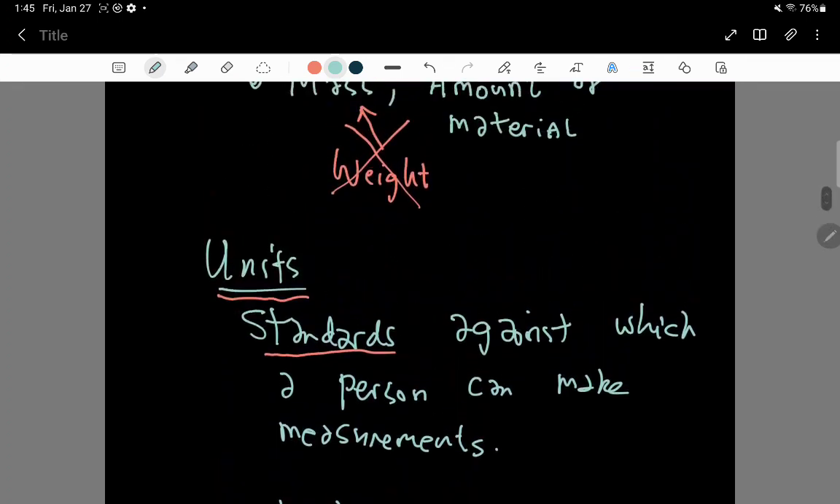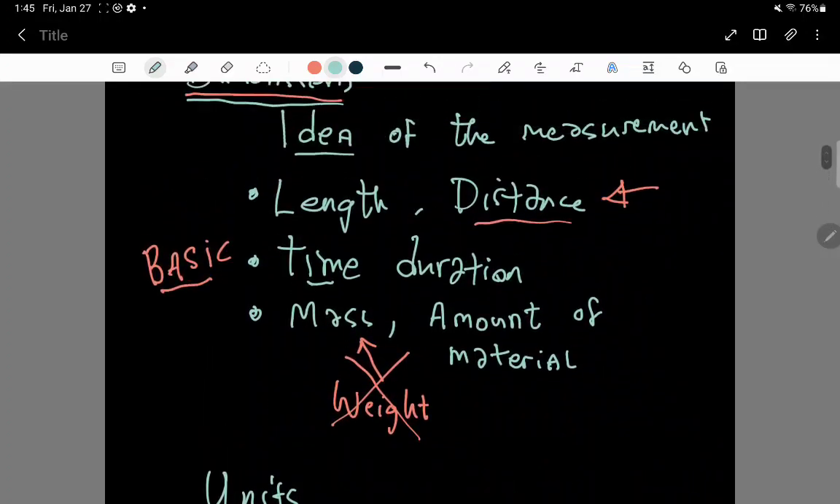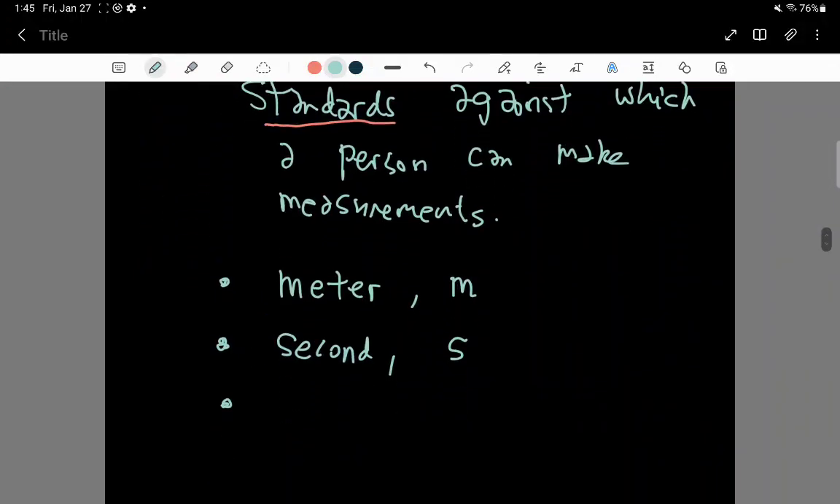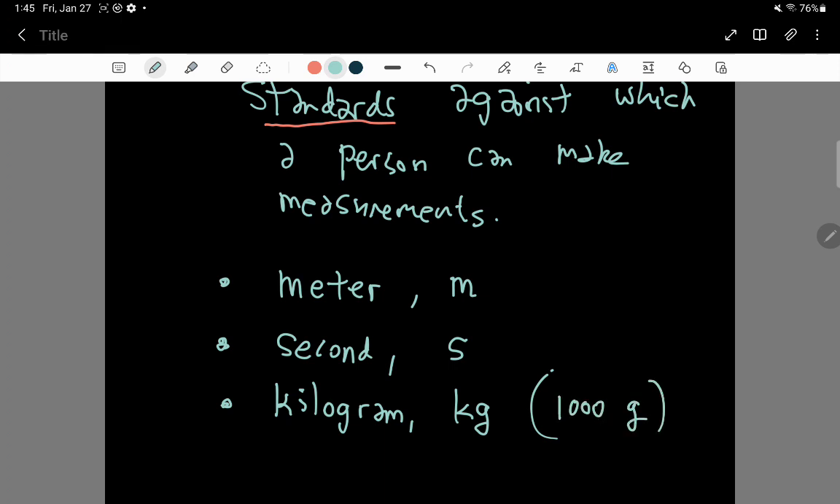So the third unit that you're going to learn how to use in this class is associated with amount of material, the mass. And that basic unit is called the kilogram. And this is abbreviated as kg. And secretly, this is a kilogram. So a gram is a really small amount of material. A kilogram is 1,000 grams worth of material.